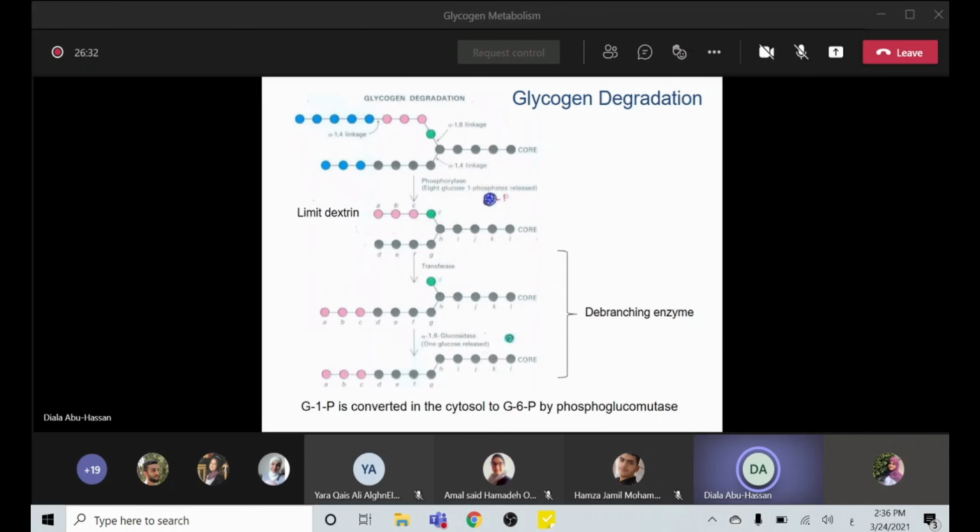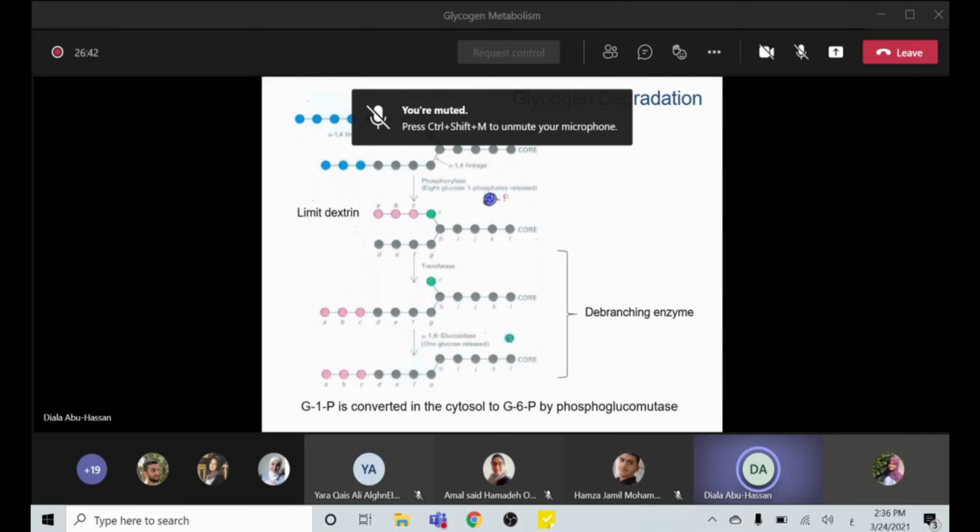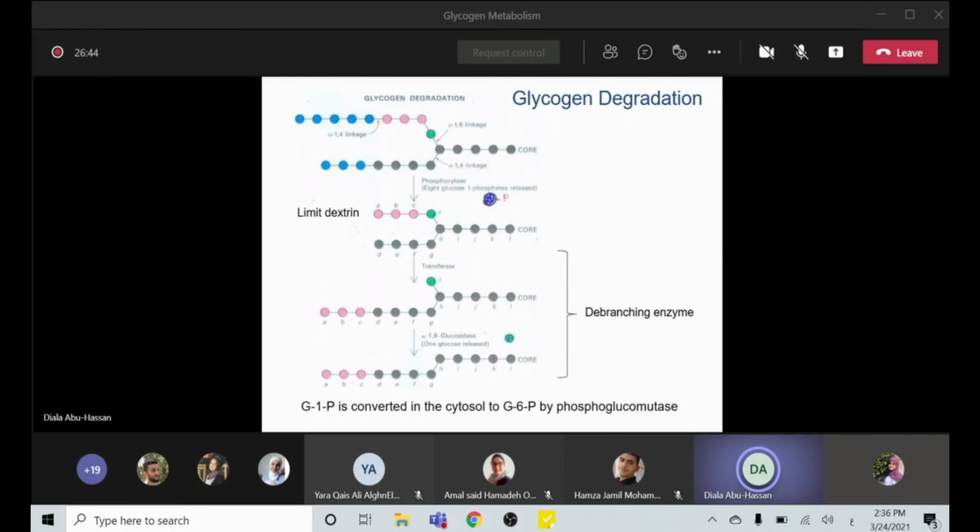But if, as I said before, we need it to maintain blood sugar level, we need to dephosphorylate it by a phosphatase, removing this phosphate group and releasing or transporting glucose via glucose transporters to the bloodstream.